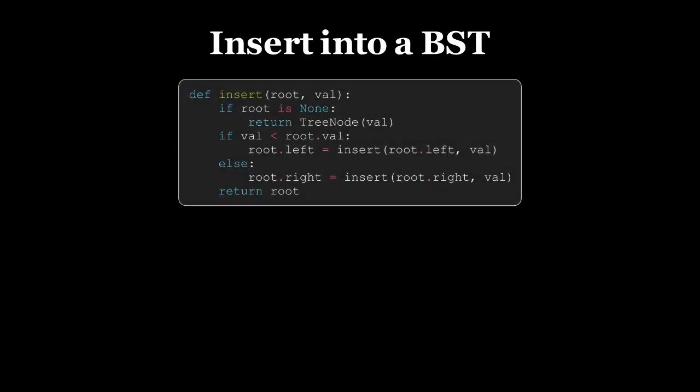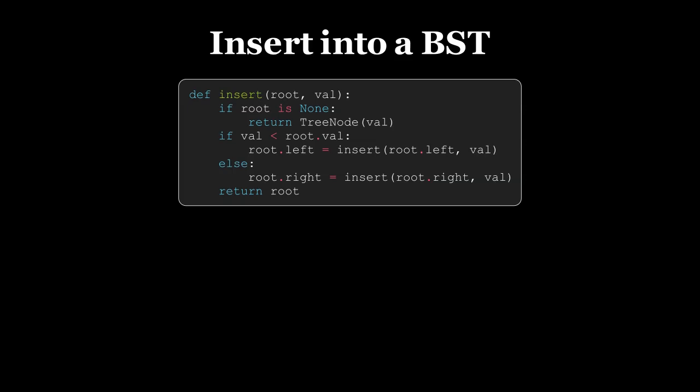Inserting into a binary search tree is recursive and elegant. If the tree is empty, the new value becomes the root. Otherwise, compare with the current node, go left if smaller, right if larger. When you hit an empty spot, place the new node there. Average O(log n) if the tree stays balanced, but O(n) in the worst case if it degenerates into a chain.